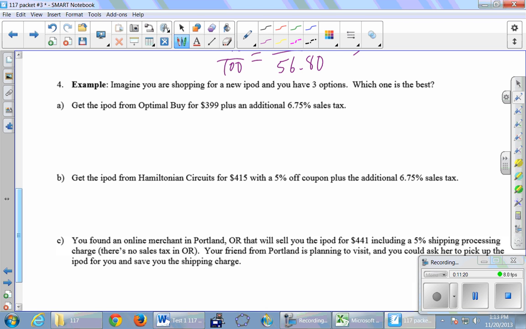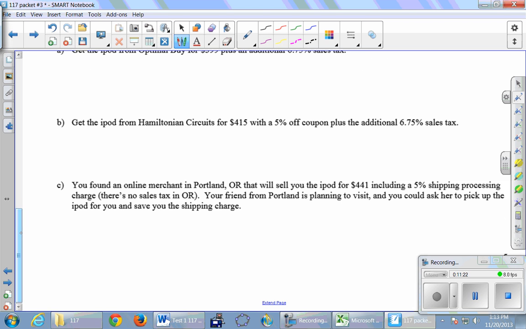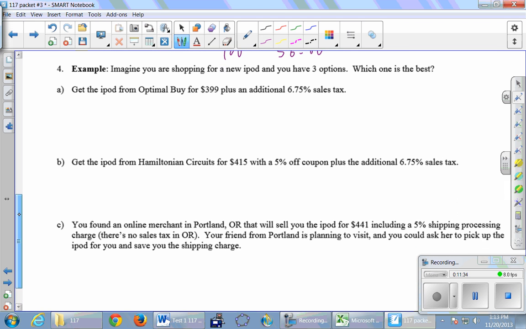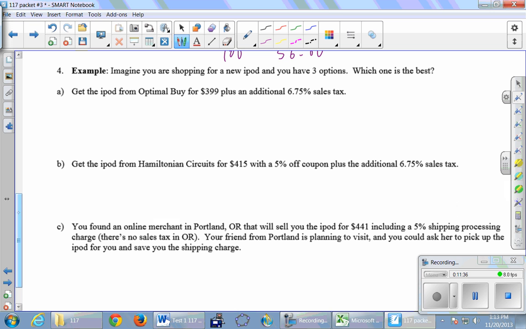That includes shipping, but you can get rid of that shipping cost because your friend who lives in Portland is going to visit you, and you could ask them to pick it up for you and then bring it all the way across the country and save you that 5% shipping. So let's see if we can go through the different pieces here. So first one is $399 plus 6.75% sales tax. So what do we do there?